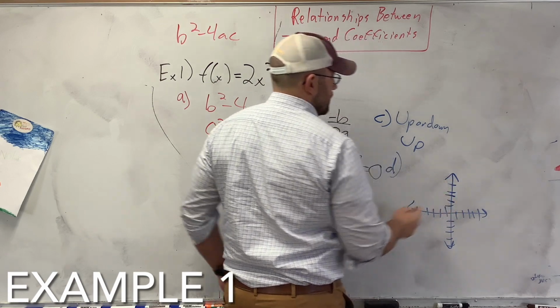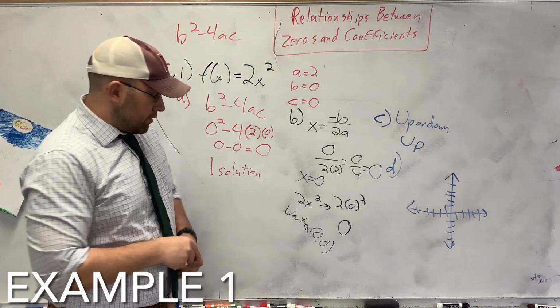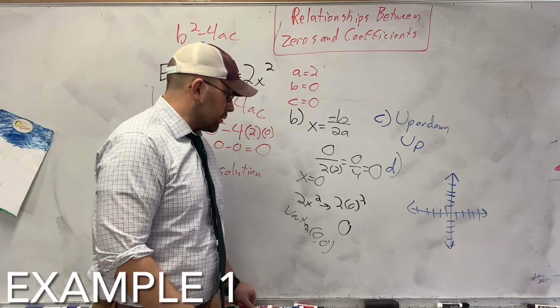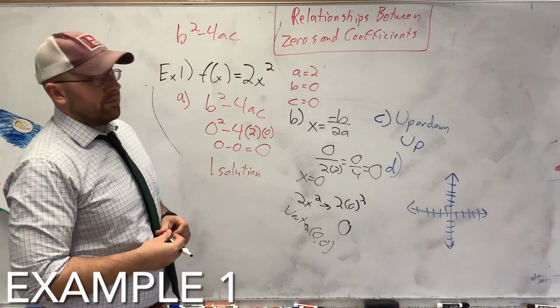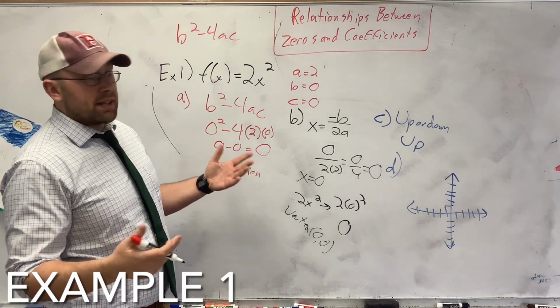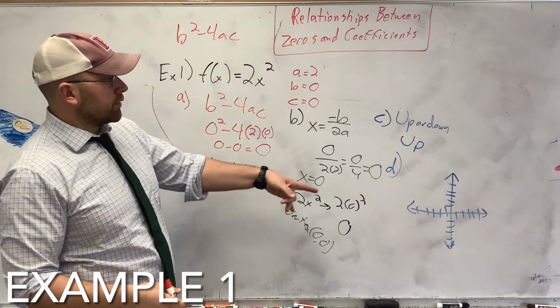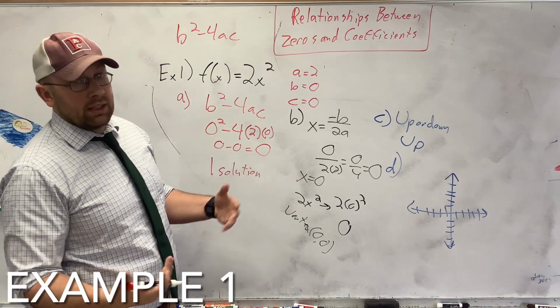All right, to graph it, I like to do it a certain way. You can do it however you want. You basically know exactly what it looks like right here. You know the basics of it. You know it's going to open up. You know the vertex is going to be at 0, 0.